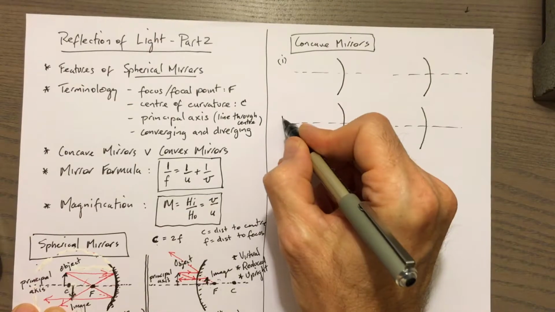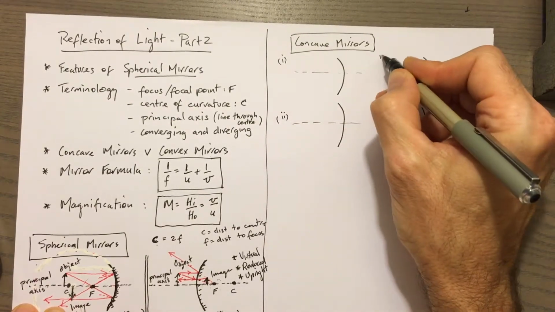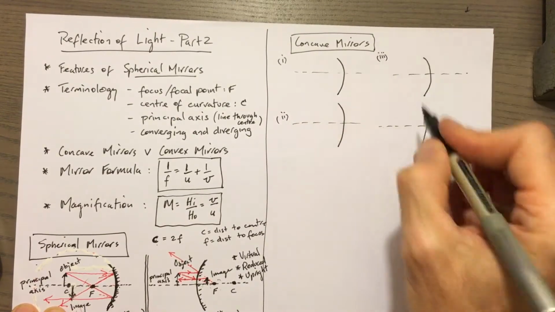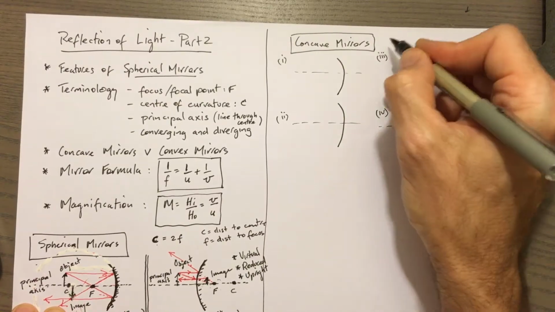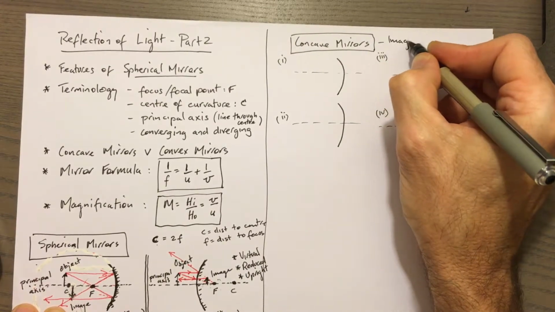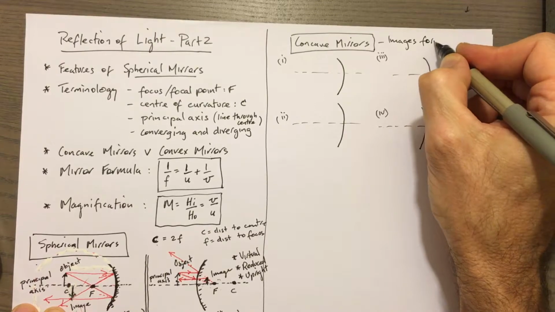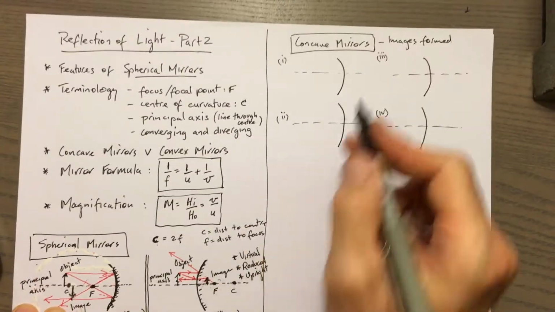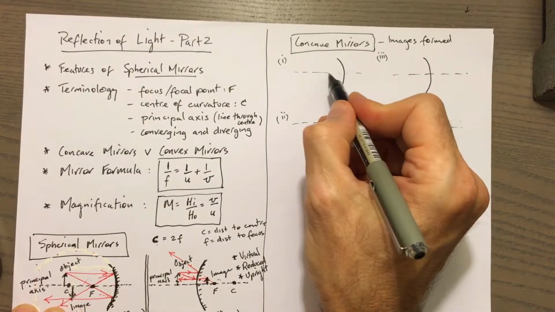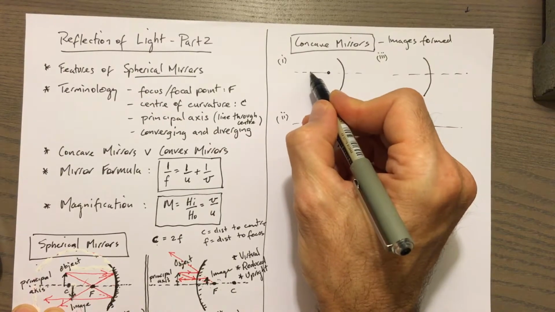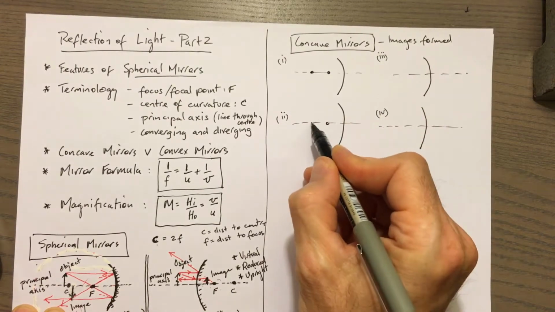This can be case 2, case 3, case 4, and we're looking at images formed in a concave mirror. So let's place a focal point and a center of curvature in each of these.